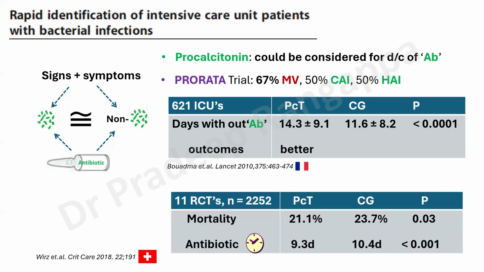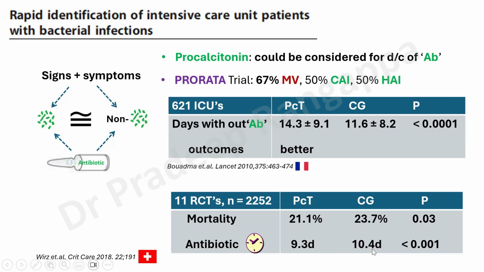And after this, a beautiful meta-analysis came from the Swiss group, which included 11 randomized controlled trials and 2,252 patients. In fact, they showed that in the group where procalcitonin was used to rationalize antibiotics, mortality was much lower compared to the group where they just indiscriminately continued antibiotics, which was statistically significant. And by the use of procalcitonin, the duration of antibiotics was significantly reduced to 9.3 days versus 10.